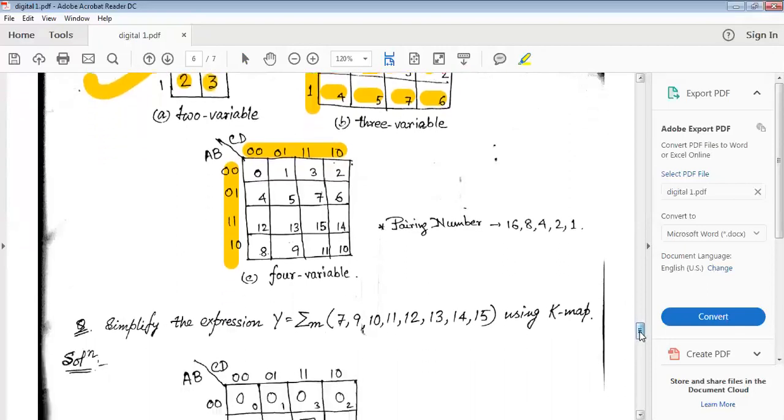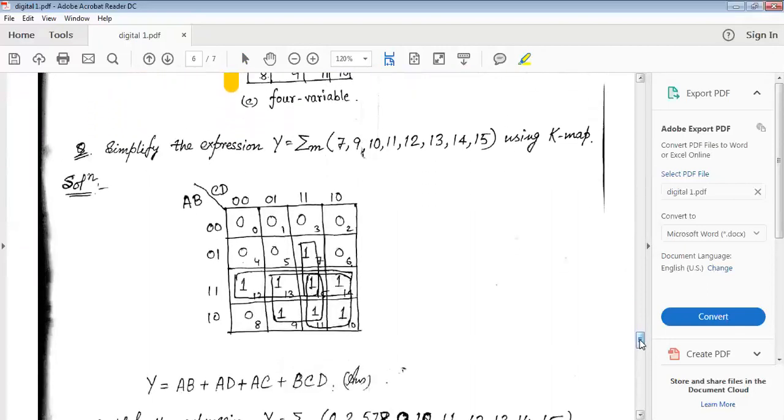Just go down to this one as an example of how a K-map is solved. You can see the summation symbol is used. So this is the sum of products form, that is SOP form, and the terms are 7, 9, 10, 11, 12, 13, 14 and 15th term. So 0 to 15 means a total of 16 terms, and 4 variables are there, so we have to use the 4 variable K-map like that.